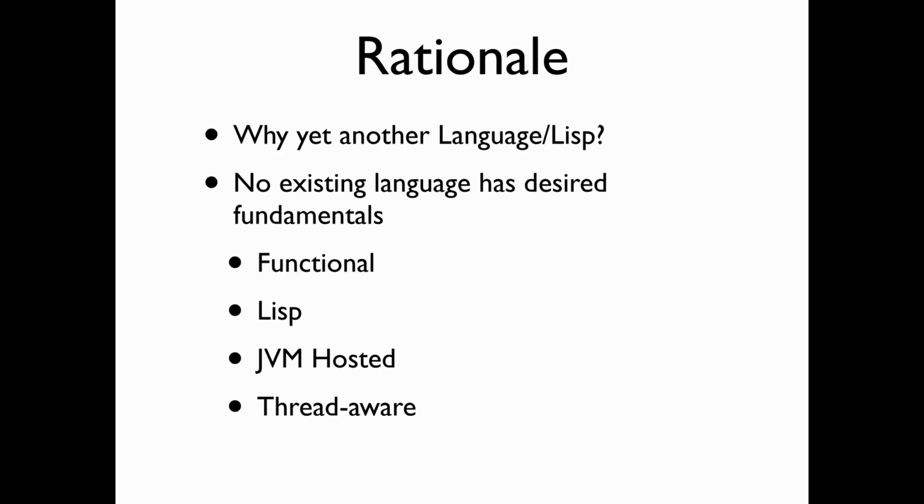All right, so why? Why do this? Well, it's very simple. I want these 4 things, and there's no language that has these 4 things. And I want them badly enough to waste a lot of my time doing this. Therefore, Clojure. So we're looking for functional, we're looking for Lisp. I want it to run on the JVM and to be thread aware.